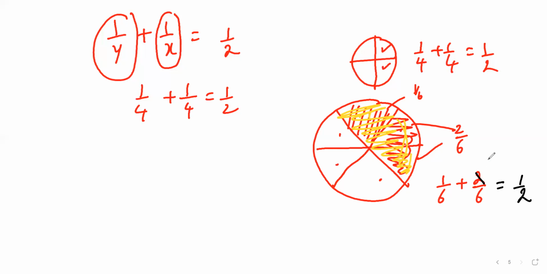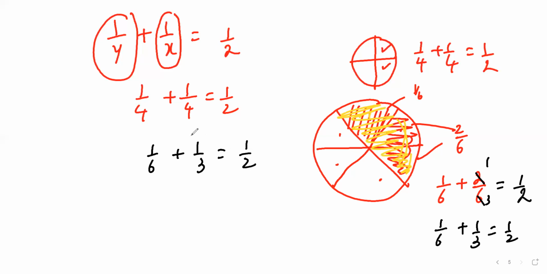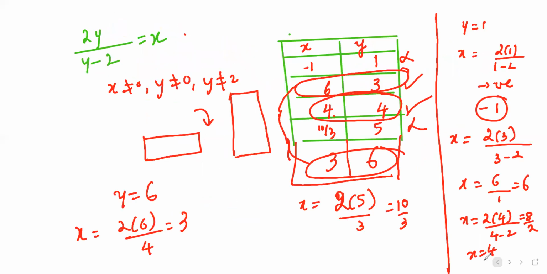2 by 6 is nothing but 2 ones are 2, 2 threes are 6. So 1 by 6 plus 1 by 3 is half. Yes, so 1 by 6 plus 1 by 3 will also give me half. So this is another way of looking at it. We are not using trial and error. We are not using the table that we used earlier. See, we used one table, right?